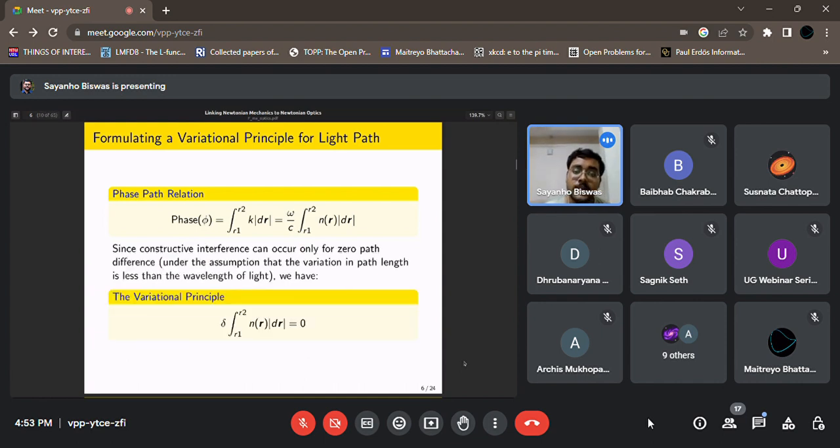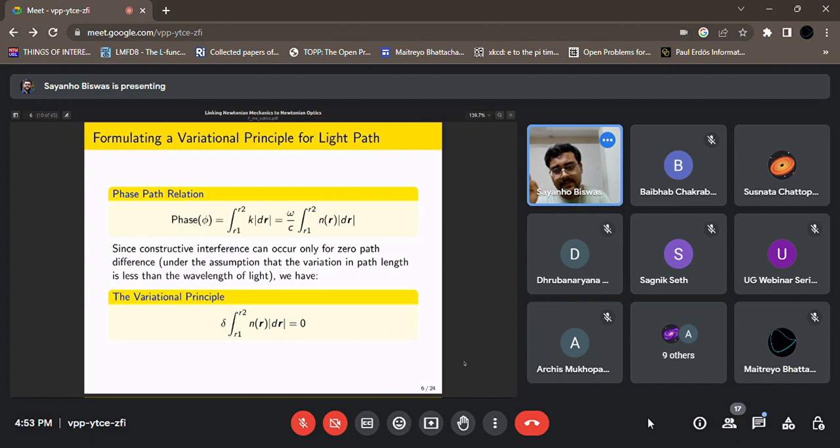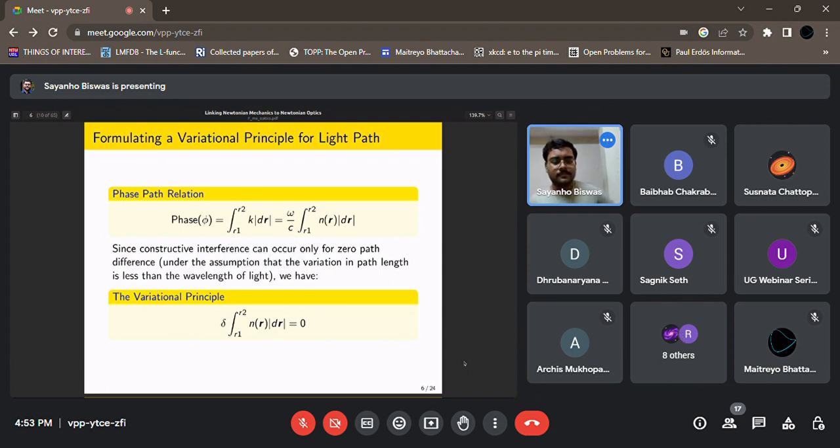Now, what we are saying is that constructive interference, 100% interference, can occur only along that path for which, if you do an infinitesimal variation, the path length and hence the phase does not change. Phase does not change means the variation in this integral quantity should be zero. Basically reading out what is written in the slide, the variational principle can be seen as delta of the integral of n(r) mod dr equals 0.